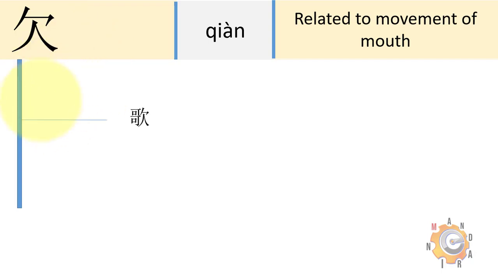For example, here we have this character, and you can see this radical is present on the right side. So this character is ge, which means to sing. Singing involves the movement of the mouth. The second example that we are going to study is this one. This radical is present on the right side once again. And this character is chui, which means to blow. Blowing once again involves the movement of the mouth.